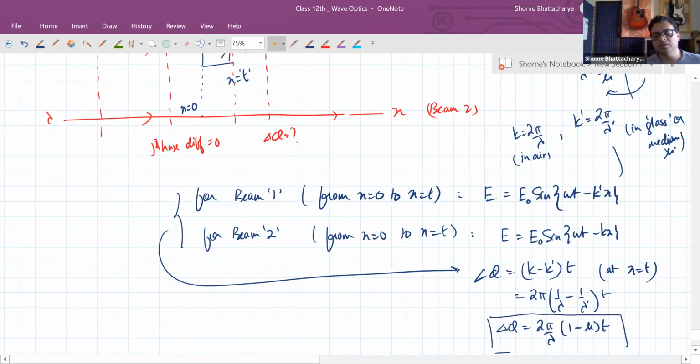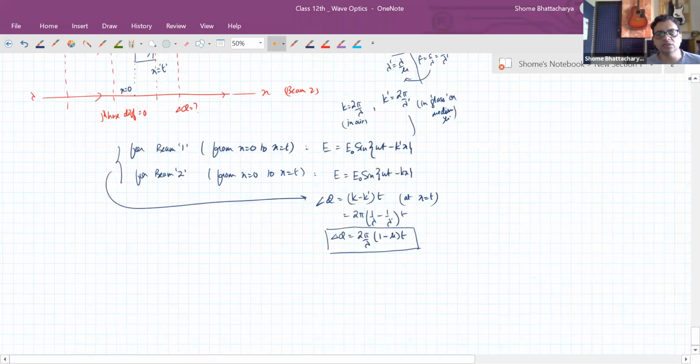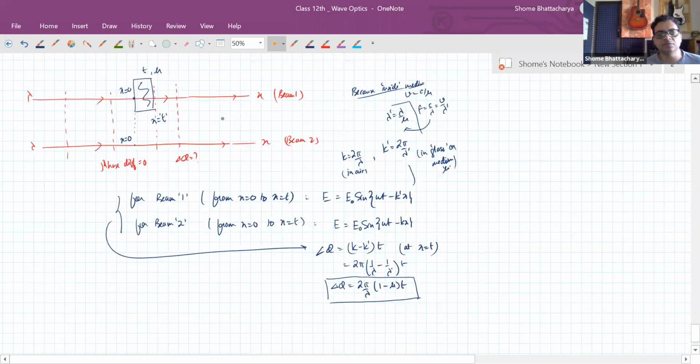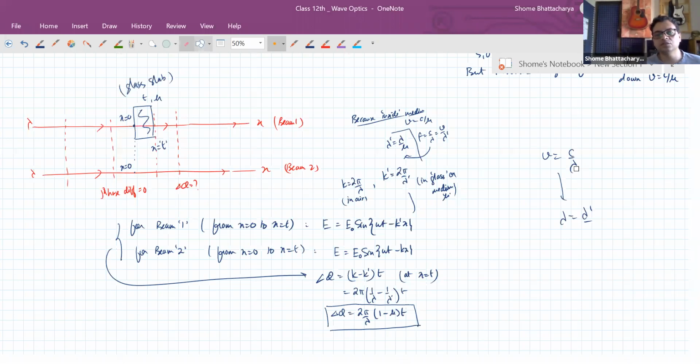So had they both been traveling through air for that distance t, or both been traveling through the same medium like glass through the distance t, they would have had no phase difference by the time they reach from x equal to 0 to x equal to t. But because one is traveling inside glass or whatever medium, and the other is traveling through air, the one in glass has been slower, so its speed has become c by mu. So its wavelength has changed accordingly, because frequency is independent of medium. That is the important thing.